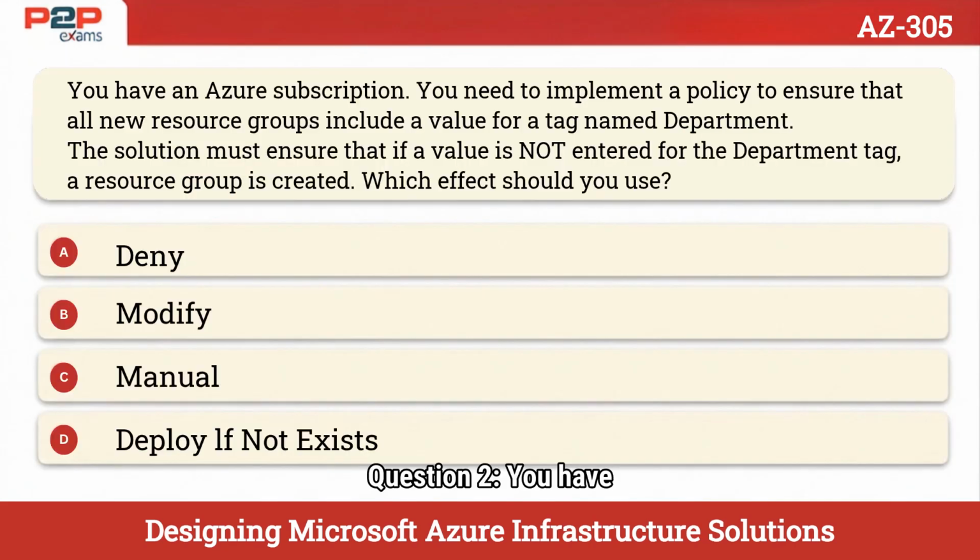Question 2. You have an Azure subscription. You need to implement a policy to ensure that all new resource groups include a value for a tag named department. The solution must ensure that if a value is not entered for the department tag, a resource group is created. Which effect should you use? A. Deny. B. Modify. C. Manual. D. DeployIfNotExists.